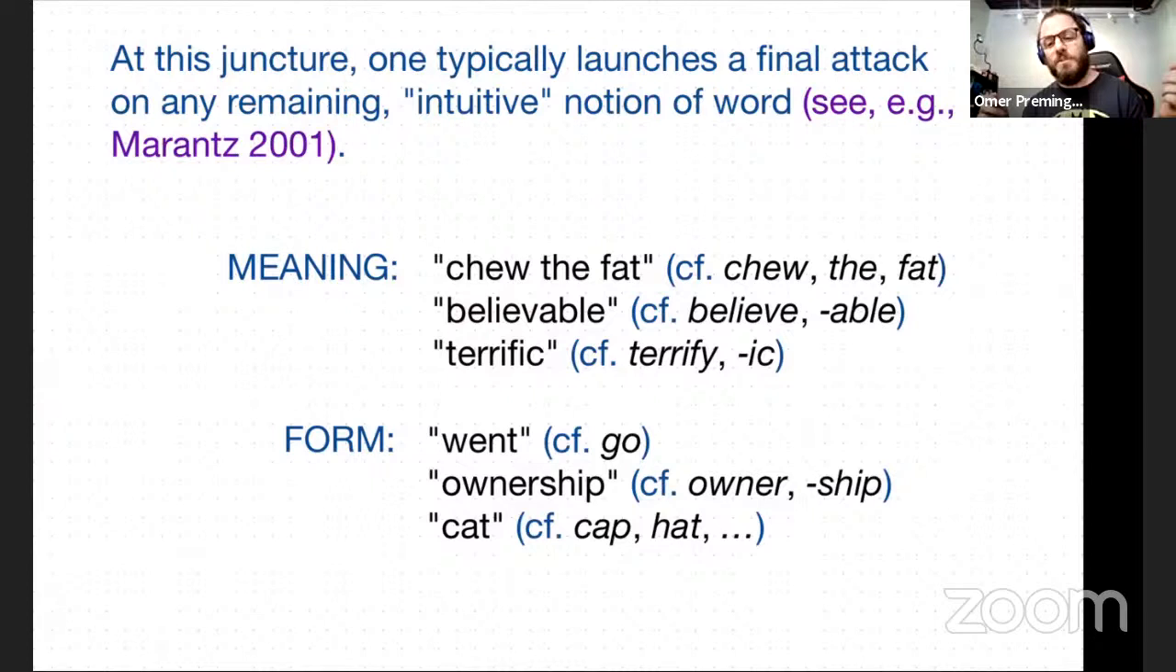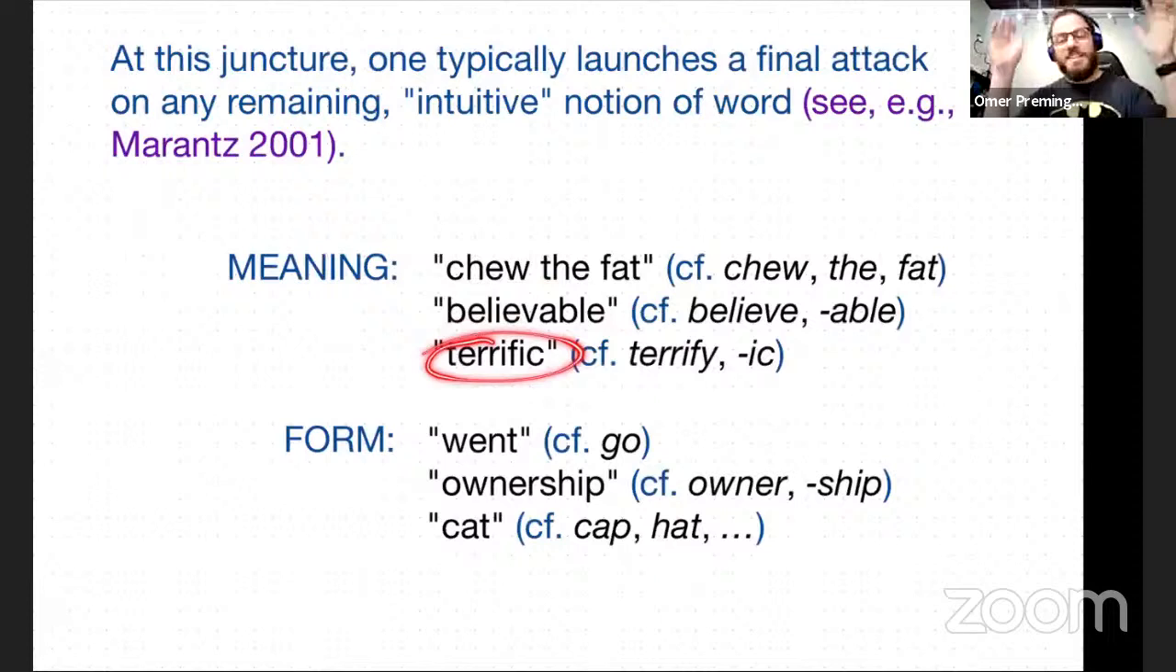And then sometimes it's, you know, just right, like the Goldilocks story, like terrific happens to be exactly like, it doesn't mean what you expect from terrify plus ic, like having the capacity to terrify means something else. So this happens to be the right-sized unit. But that's just one of these three cases that has that property.